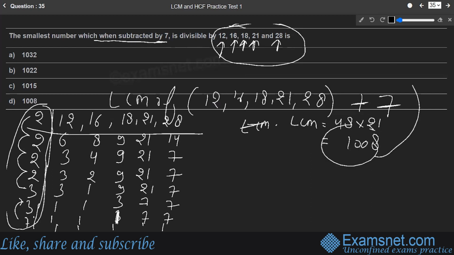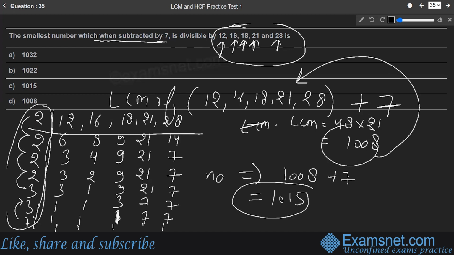So if you put this value in this particular thing, the required number is nothing but 1008 plus 7, which is nothing but 1015. So that is the required number we were looking for. That is the right answer available in option number C.